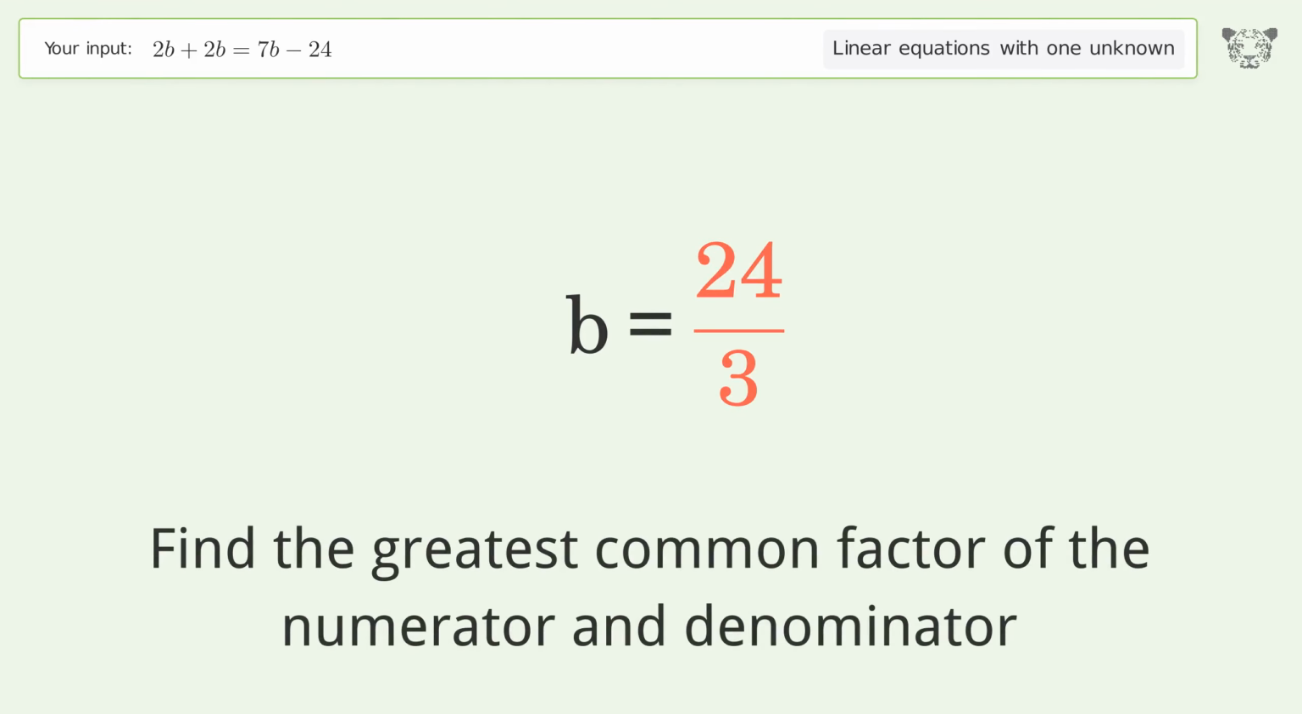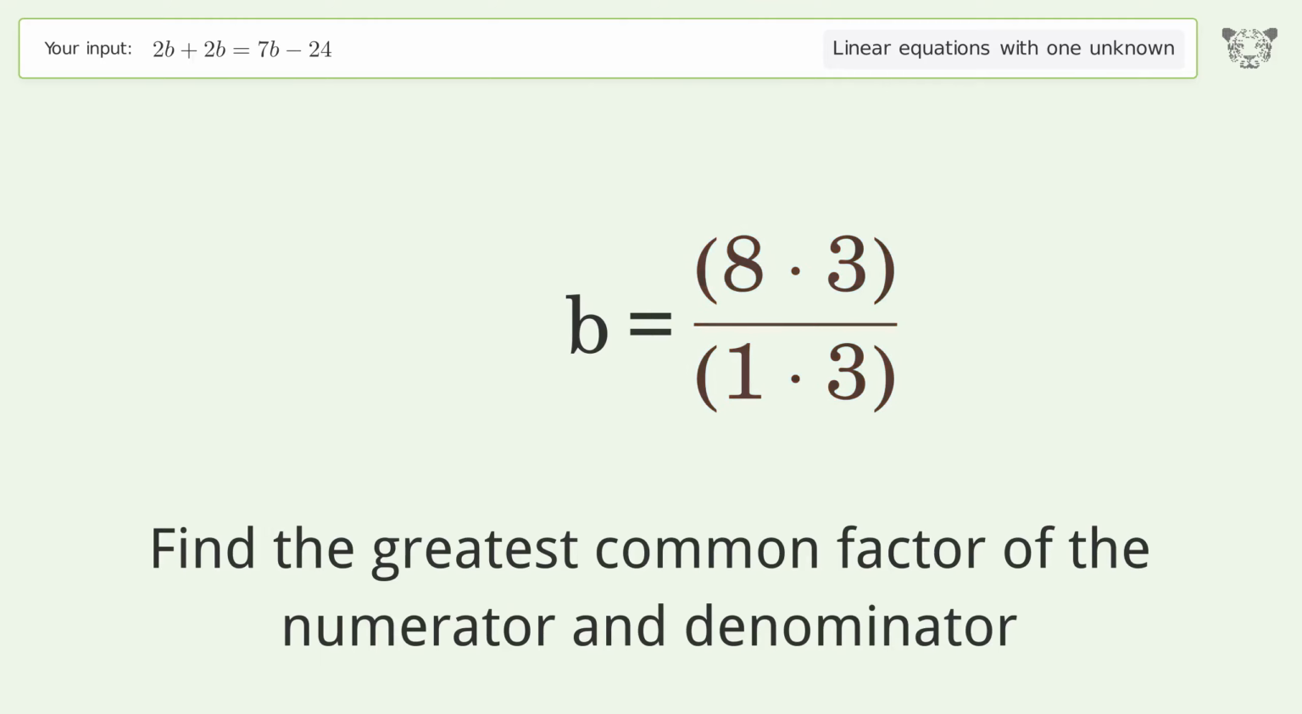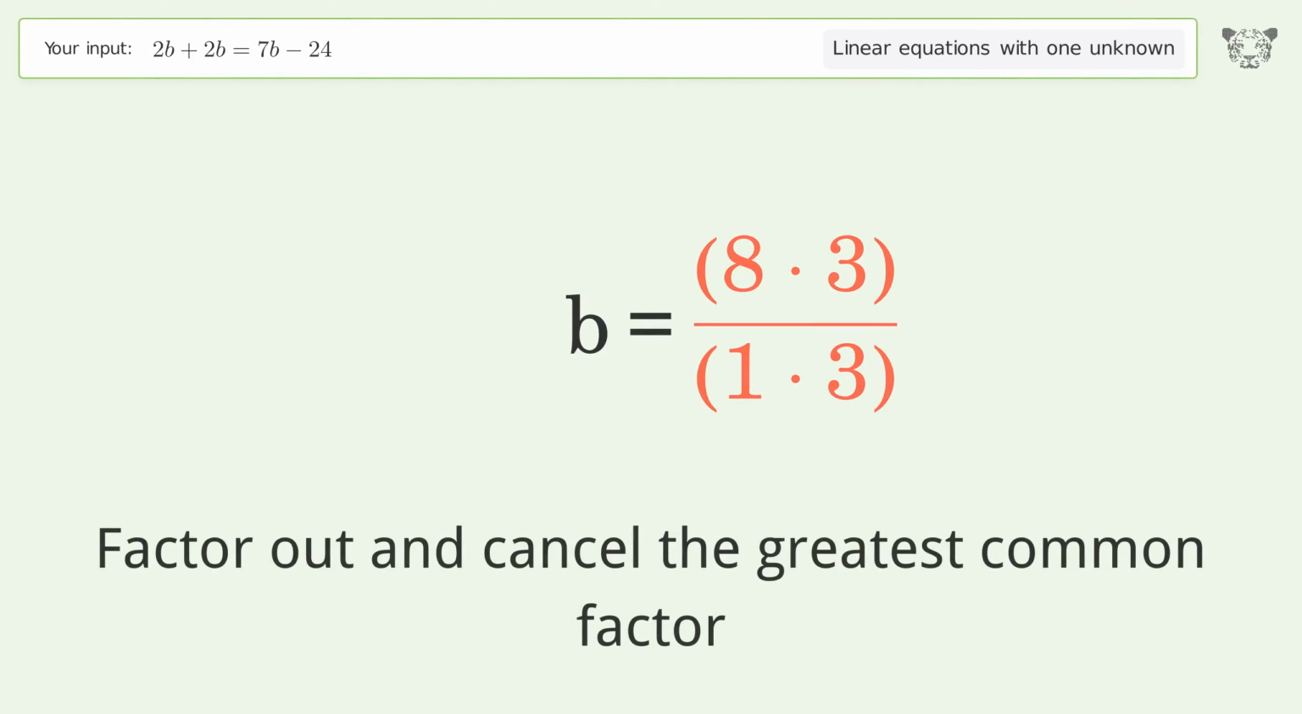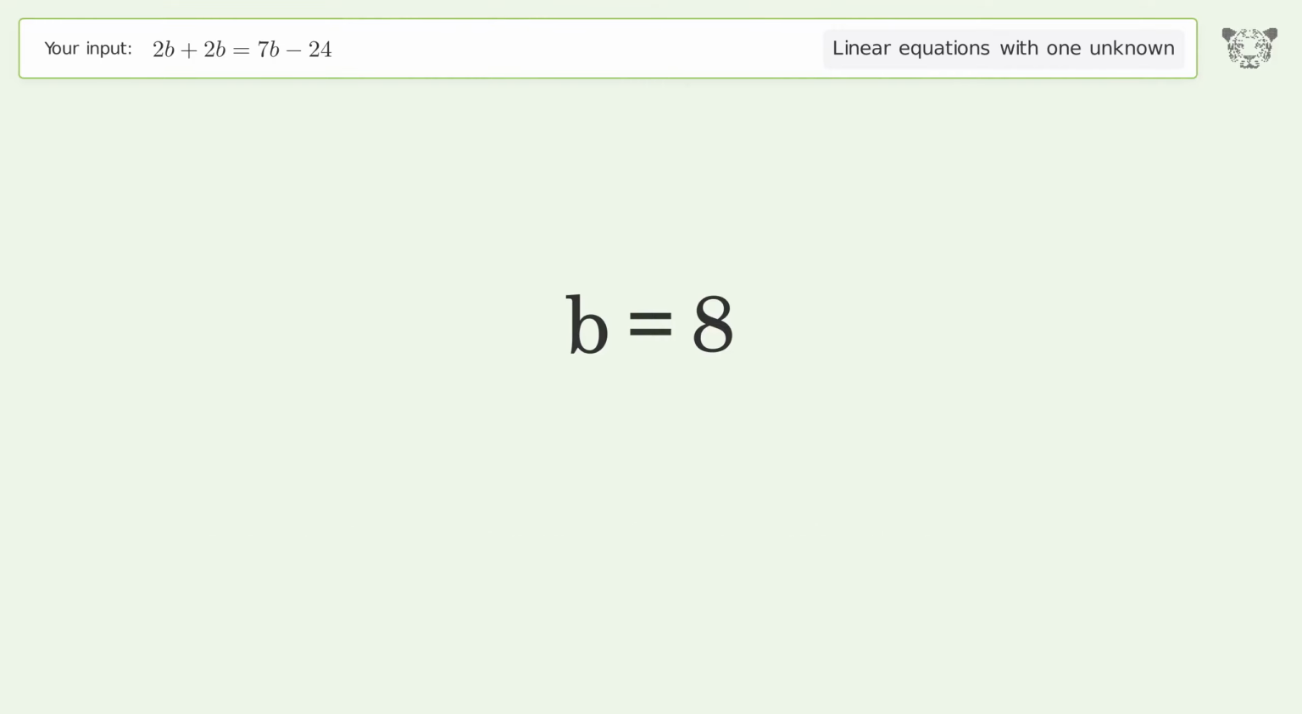Find the greatest common factor of the numerator and denominator. Factor out and cancel the greatest common factor. And so the final result is b equals 8.